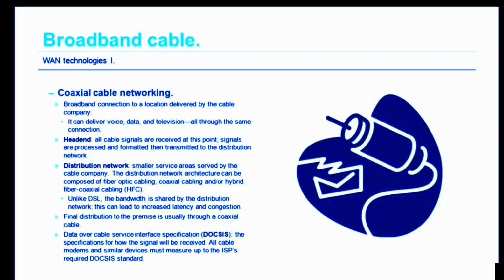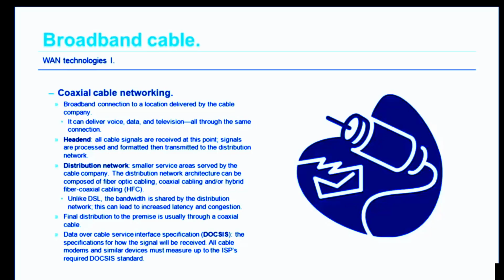And the way it works is the digital signal is delivered to the head-end. This is where all the cable signals are received. The signal is then processed and formatted and then transmitted to the distribution network. The distribution network is a smaller service area served by the cable company. The distribution network architecture can be composed of fiber optic cabling or coaxial cabling and or a hybrid fiber coaxial cabling or HFC.